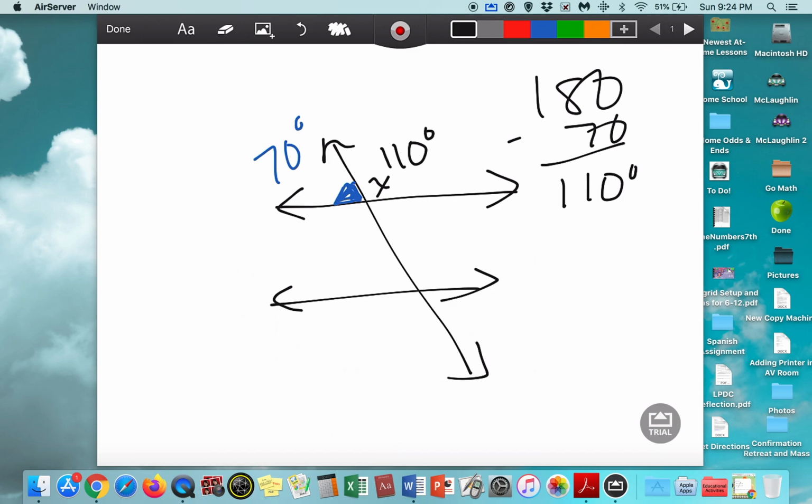So you've got lots of supplementary angles. That's another big thing with transversals. Two angles that are next to each other should add up to 180 degrees.